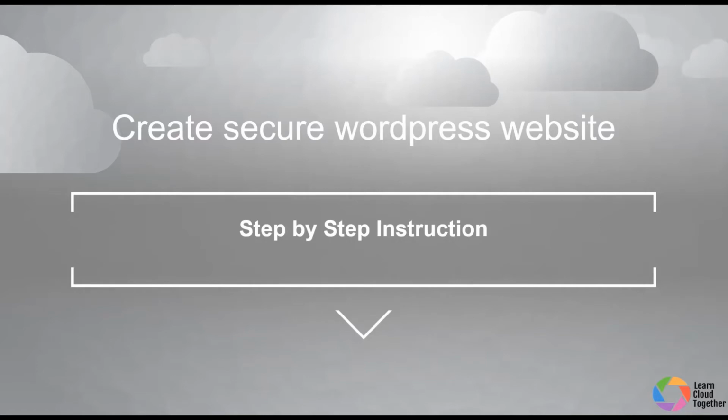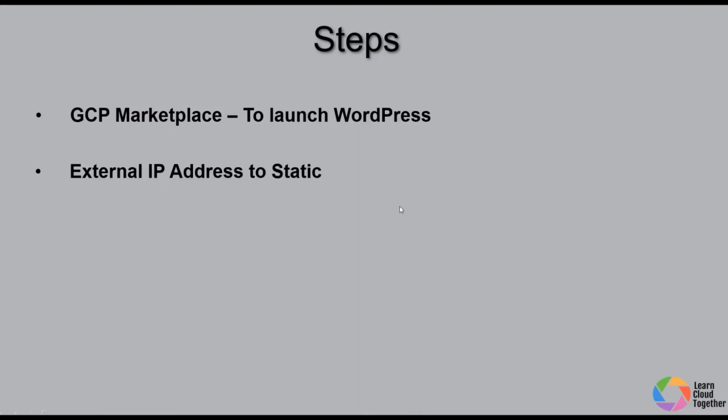Today we'll see how to create a secure WordPress website in the following 4 simple steps. The first step is we'll go to the GCP Marketplace to launch the WordPress image. Then once the image has been launched, we need to make this external IP address static, so whenever the VM gets bounced, it will not change the IP address. Third is we need to configure the DNS. There are 2 ways to do this. I will show you both.